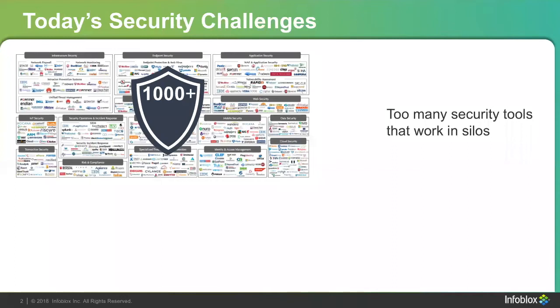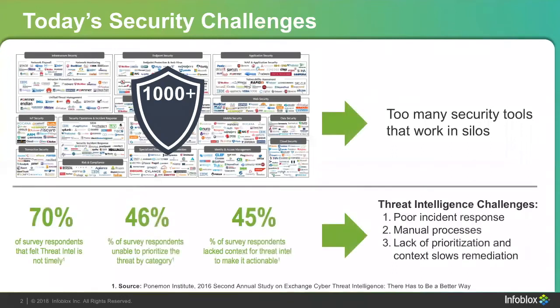So security challenges today, we have a few of them. Survey responses felt that the threat intel was not timely, that they were unable to prioritize threats and categories, and that there was a lack of context in threat intel. This caused us to start thinking and create a security ecosystem license and try to fix this.